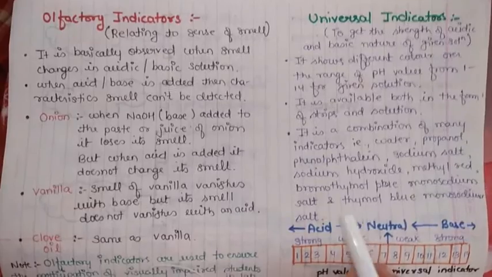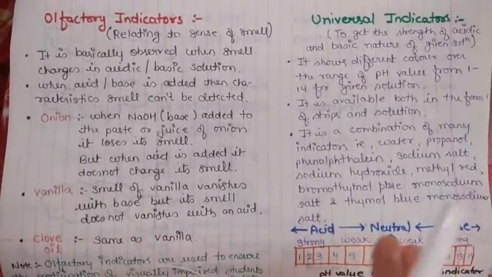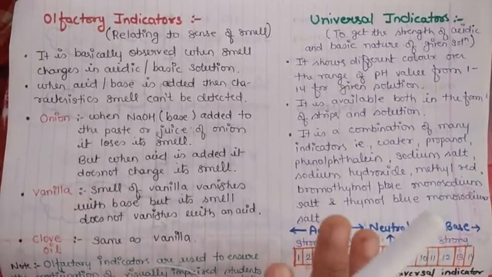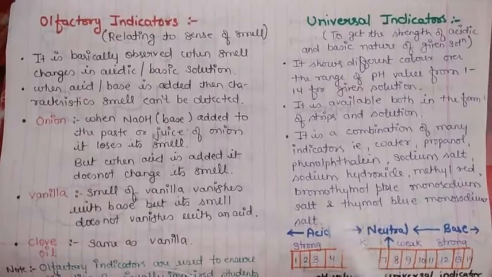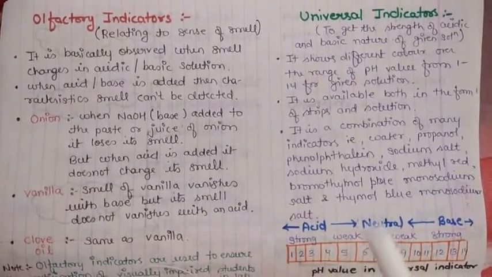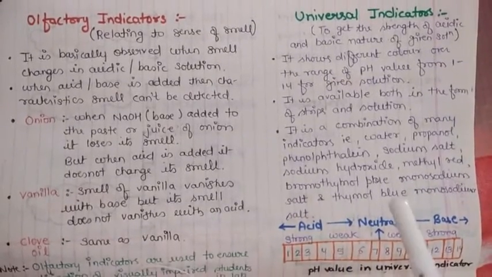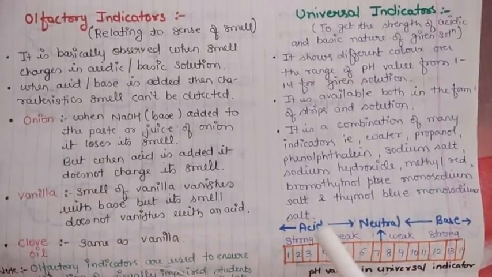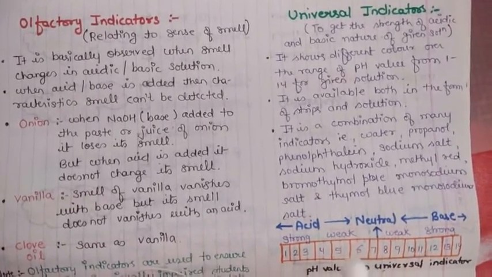Because in the previous indicators which you have seen, they only tell you which solution is acidic and which one is basic. But this indicator will tell you how acidic and how basic they are by giving the pH values. From these indicators we can easily identify the strength, that means strong, weak, medium, in this way.